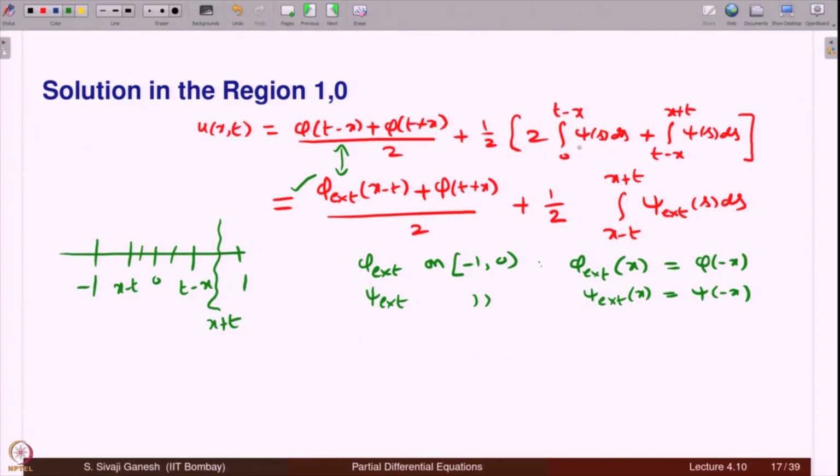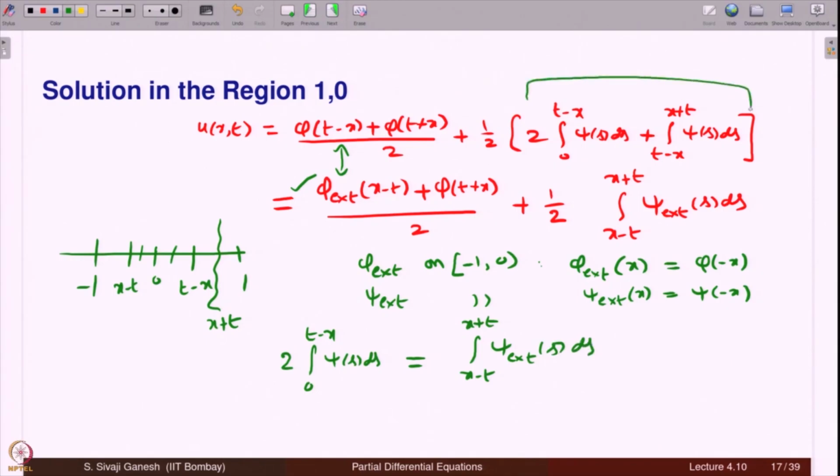So what is this 2 times the integral from 0 to t minus x of psi s ds? This is nothing but the integral from x minus t to x plus t of psi extended, because psi is an even function and this interval x minus t, x plus t is symmetric about 0, it becomes 2 times that. Therefore, the one which is here is precisely the integral from x minus t to x plus t of psi extension.